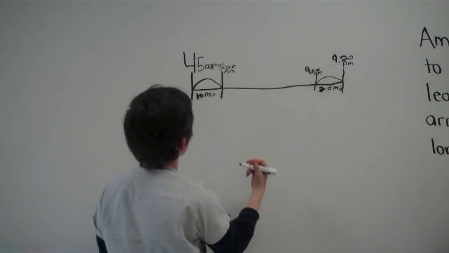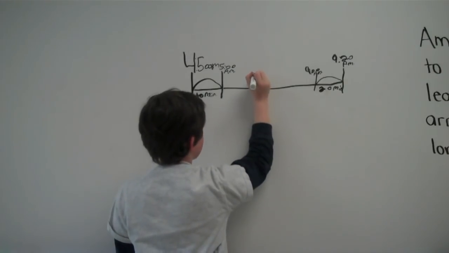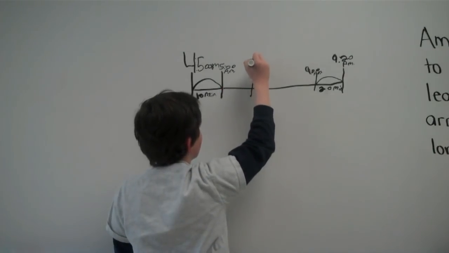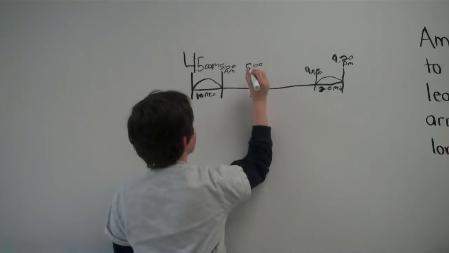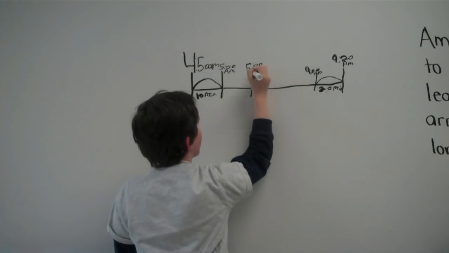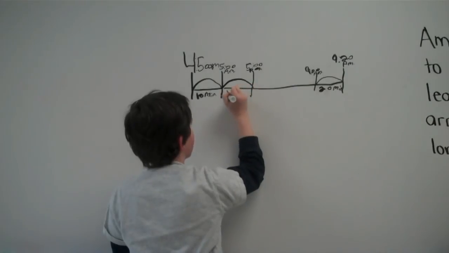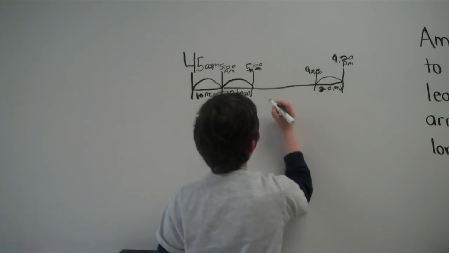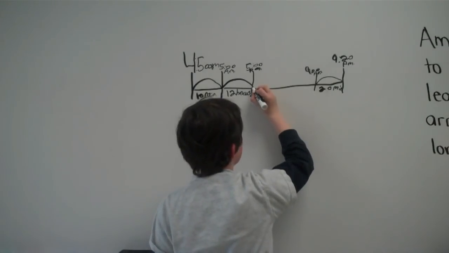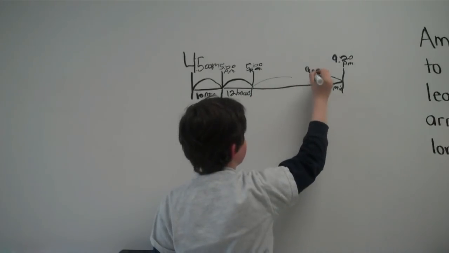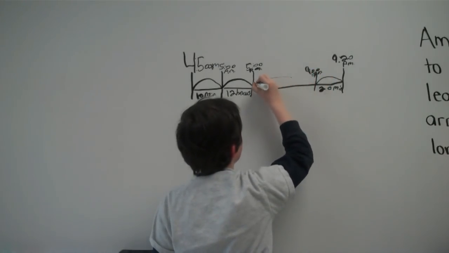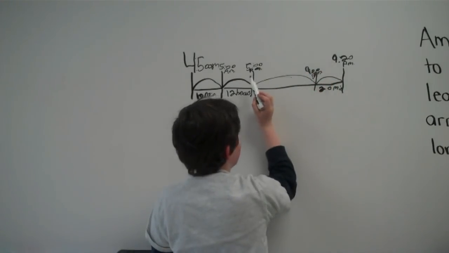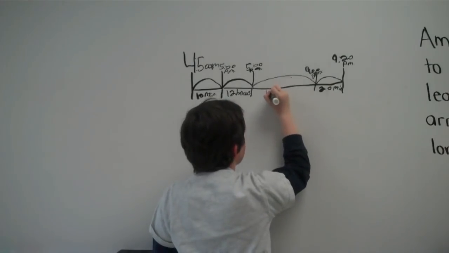Now I have to figure out the hours. I'm going to go to the nearest 12 hours, which would be 5 o'clock. That's 12 hours. Then I'm going to figure out how long it is between 5 o'clock p.m. and 9 o'clock p.m. So, I have to figure out that is 4 hours.